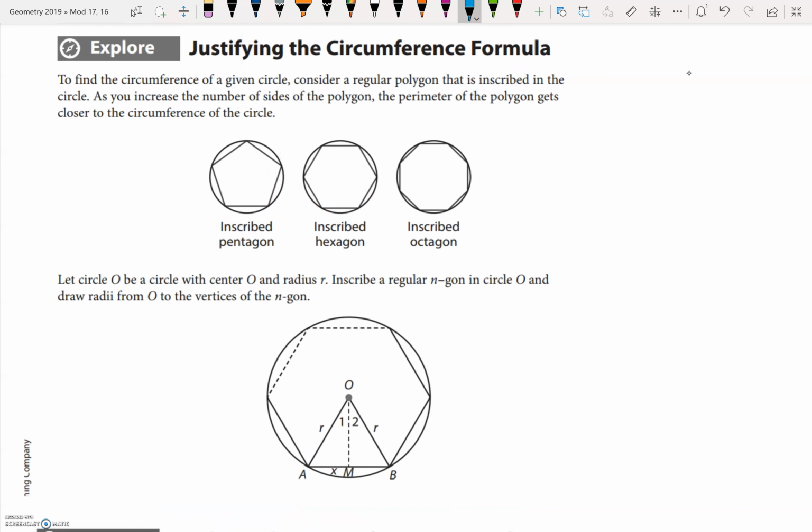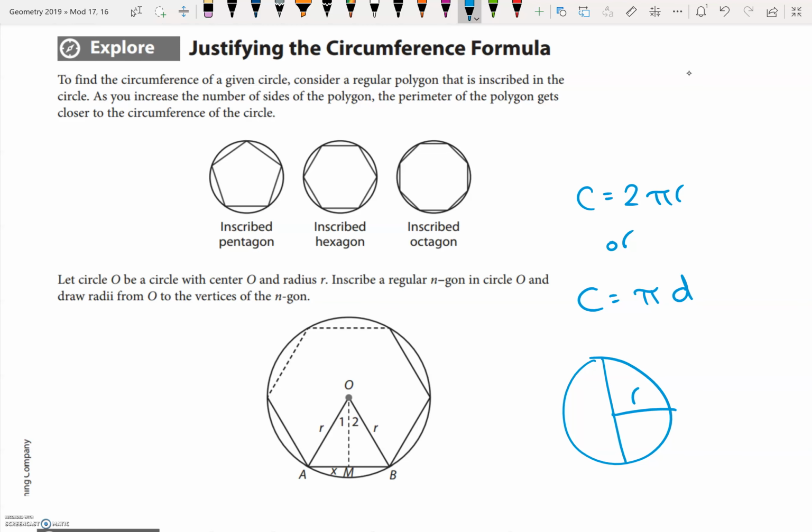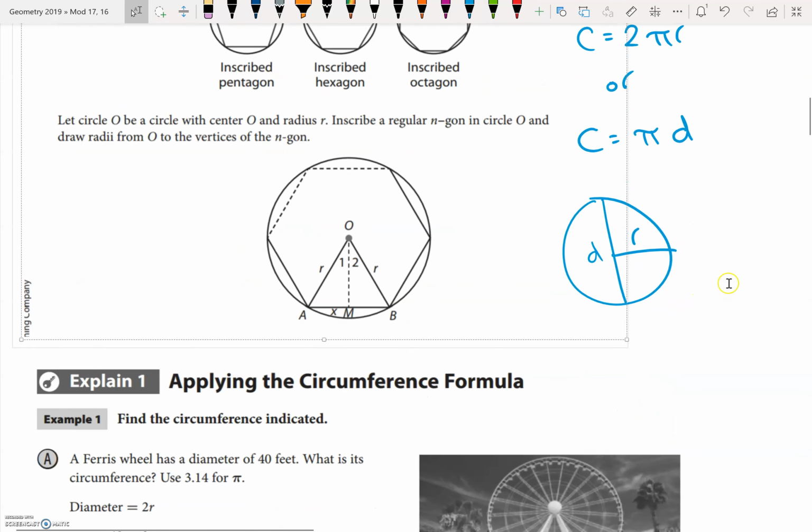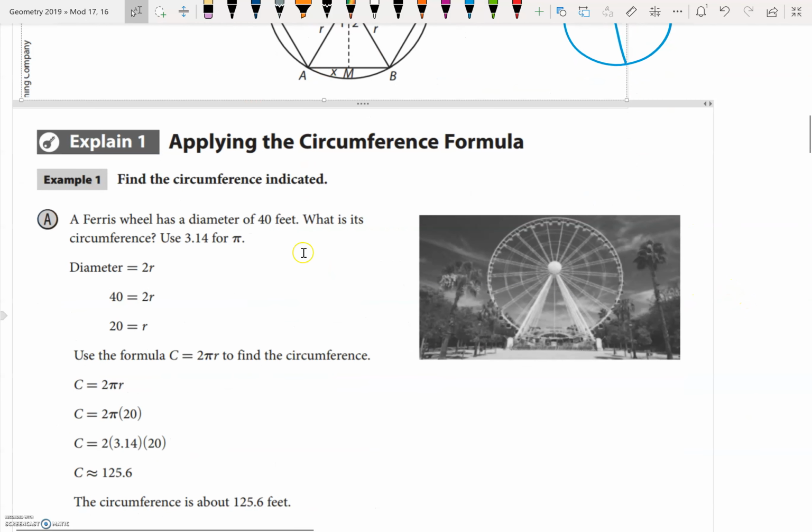The circumference of a circle is 2 pi r, or circumference equals pi times diameter, where r is the radius and d is the diameter. So we're just going to use those as some examples. So we're going to apply the circumference formula.